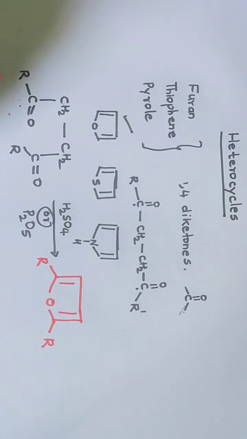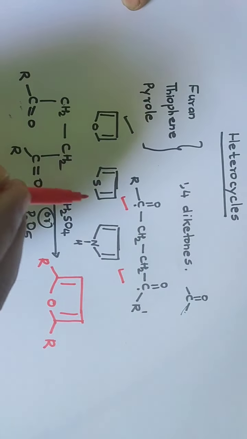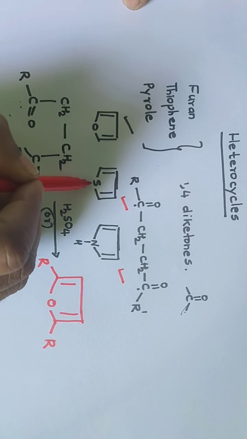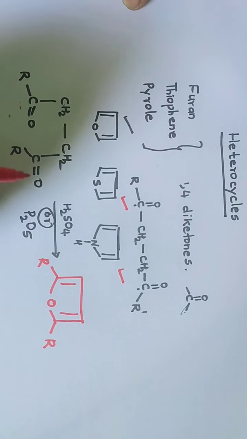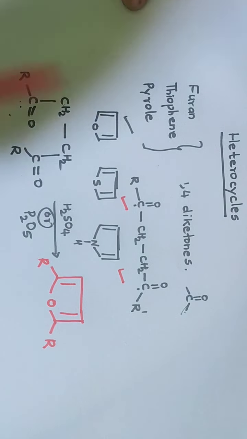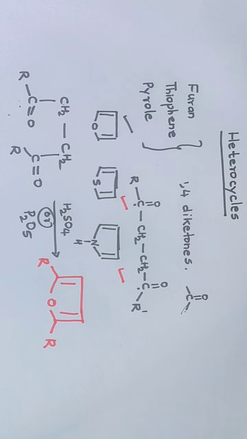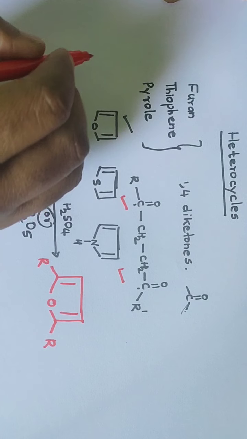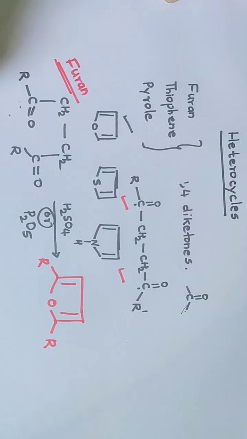Now let us see the synthesis of the thiophene molecule and the pyrrole molecule. One thing you should remember is that if you want to synthesize thiophene, we require sulfur, and 1,4-diketones do not contain sulfur. Hence, we need to add compounds containing sulfur. If you want to synthesize pyrrole, you should add a compound containing nitrogen. This was the synthesis of furan. Let us go for the synthesis of thiophene as well as pyrrole. Synthesis of thiophene.